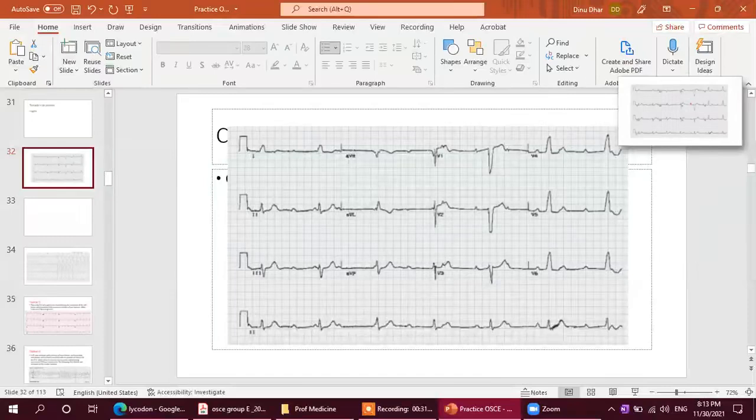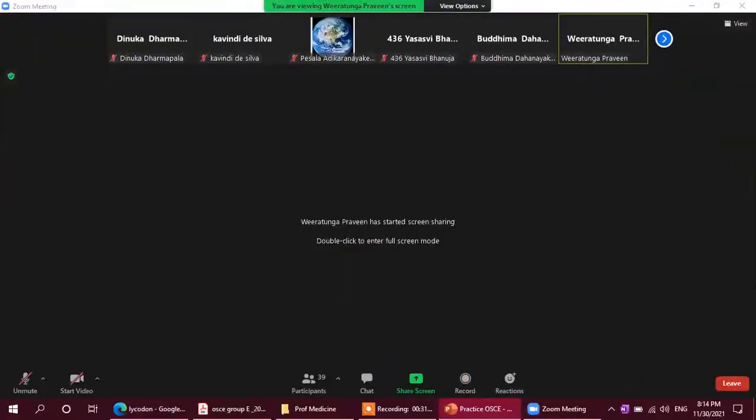So first degree AV block, everybody clear? PR interval is prolonged, nothing else happens. All P waves have a QRS complex. Is that clear? Right. Then second degree block, the basic principle is some P waves have a QRS complex, the other ones don't. Right.